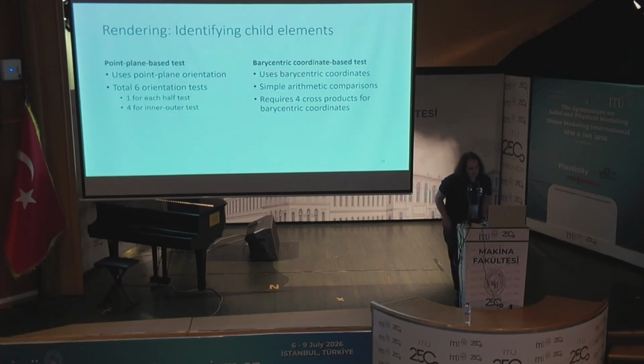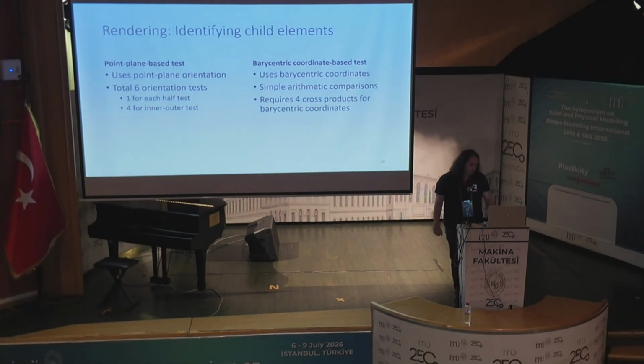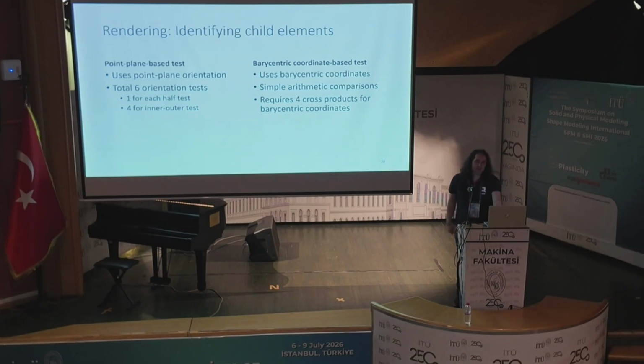And we also tried a barycentric coordinate-based test. It simply uses the barycentric coordinates to do the same plane test. But since we know the barycentric coordinates, we can do this with simple arithmetic comparisons and additions, very simple ones. This, however, requires 4 cross products for the barycentric coordinates. We experimented on this too, and usually they are really close in terms of performance.